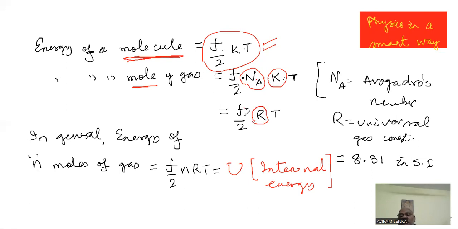In the SI system R is 8.31 or 8.3. In chemistry it is nearly 2, but that is in the calorie system. You must be very, very careful when converting all those things. But in physics, in the SI system, it is 8.31 or 8.32, whatever you say. So that is the energy of 1 mole of a gas: f by 2 into the universal gas constant into temperature.